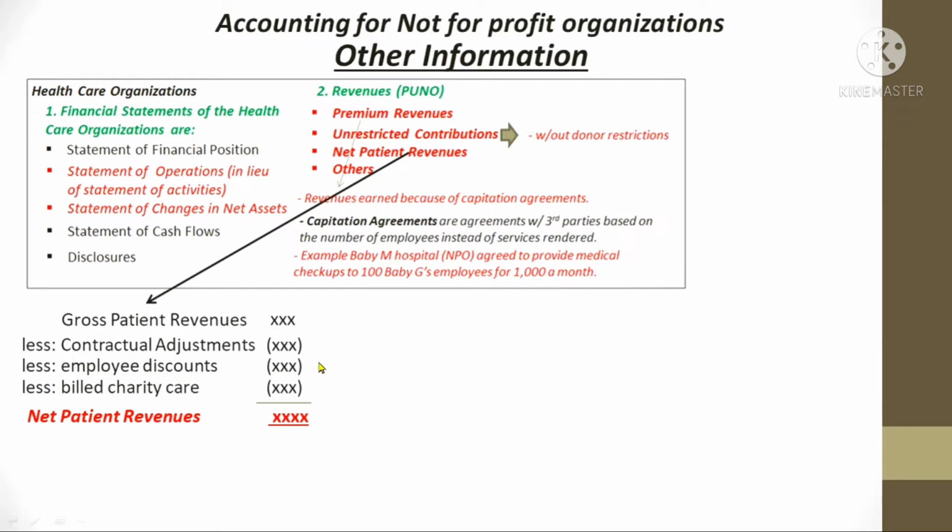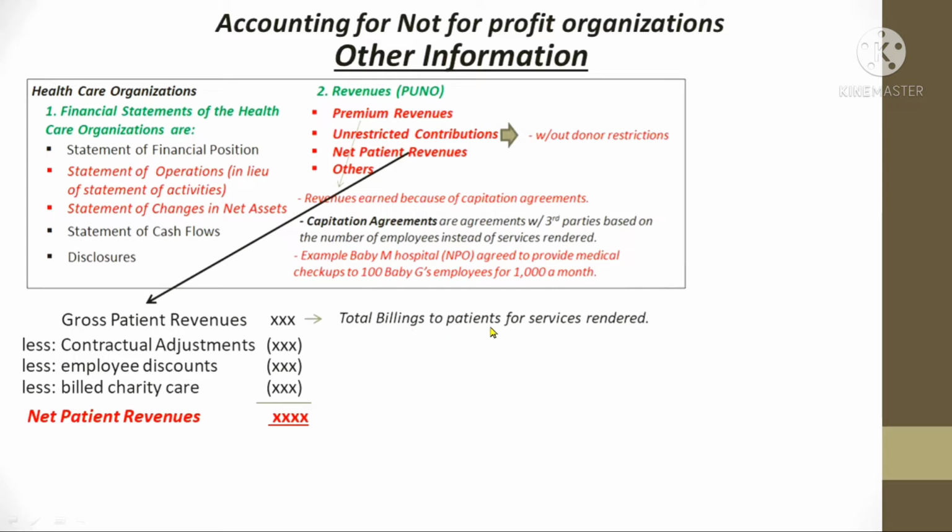But in order for you not to just memorize this, but to also understand this, let's discuss each of these. So let's start with the gross patient revenues. Actually, this is self-explanatory.